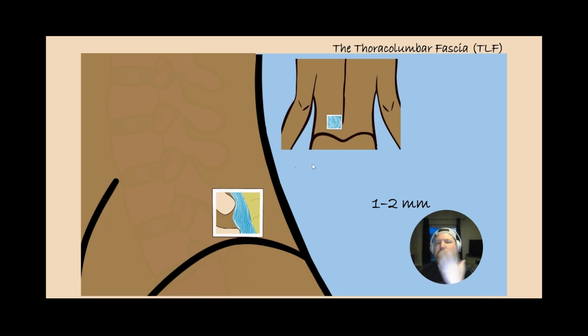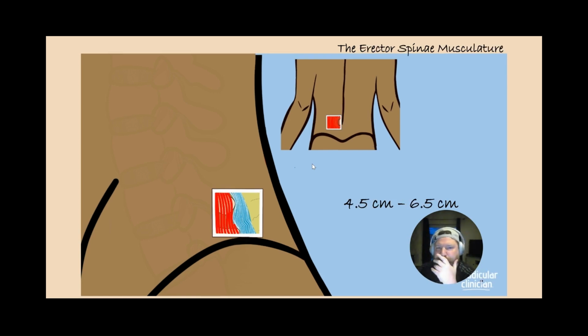fascia, soft tissue, highly innervated. I took a little bit of license with the image on the left there, but we do know that there are some connections to the spinous processes, so I wanted to identify that there. Moving further in, we have the erector spinae, so the musculature of the back. So we put there between 4.5 centimeters to 6.5 centimeters. But again, if you're a bodybuilder, you're likely to have significantly more muscle tissue than the average person.